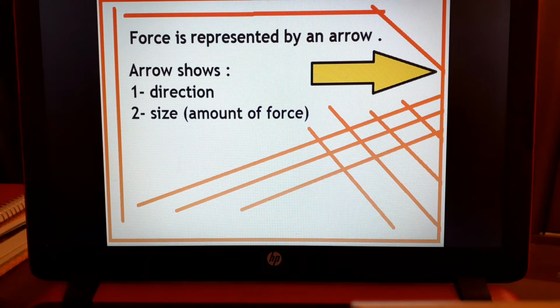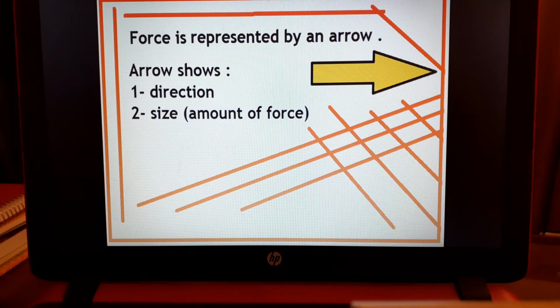Now, how can we show force? Well, a force is shown by an arrow. You draw an arrow, not like this one, but any arrow will do. The arrow shows two things, direction and size, the amount of force. A big force or a small force is shown by the arrow.